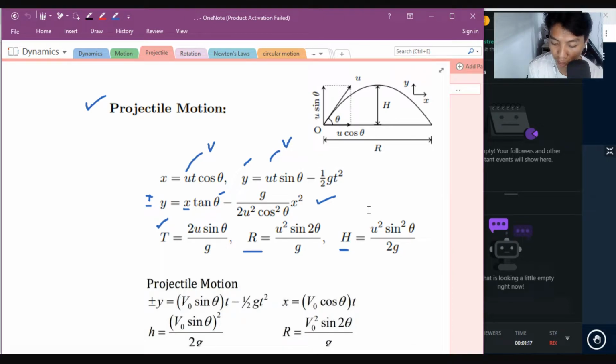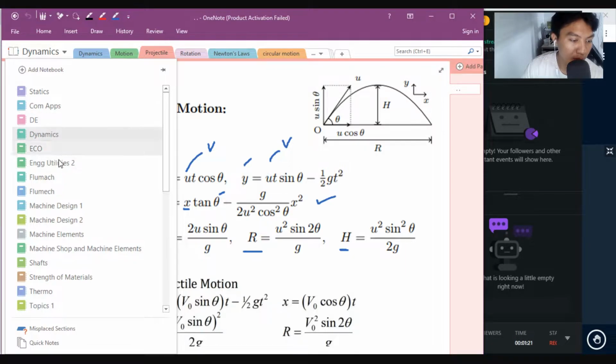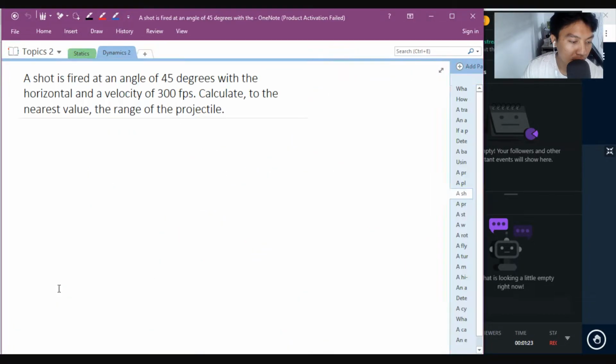Okay? Let me just open my timer. Okay? Yeah. All we gotta do is draw them. Excuse me. Acid reflux na naman. Now.